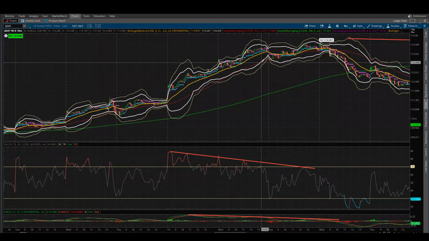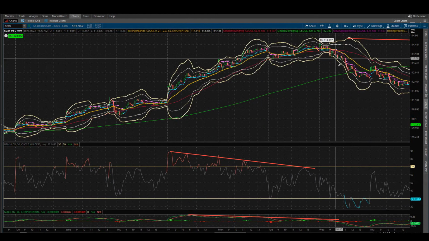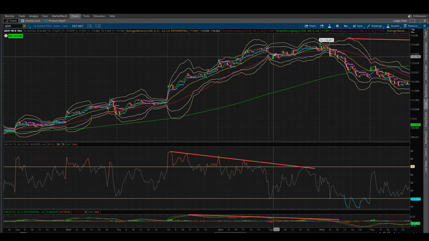Maybe you want to tighten up your stops a little bit, but there's no need to just get out of the position completely. Similarly, you wouldn't want to use something like this on its own to short the stock. You would want to wait for some other kind of indicator. For example, you'd want to use the price.